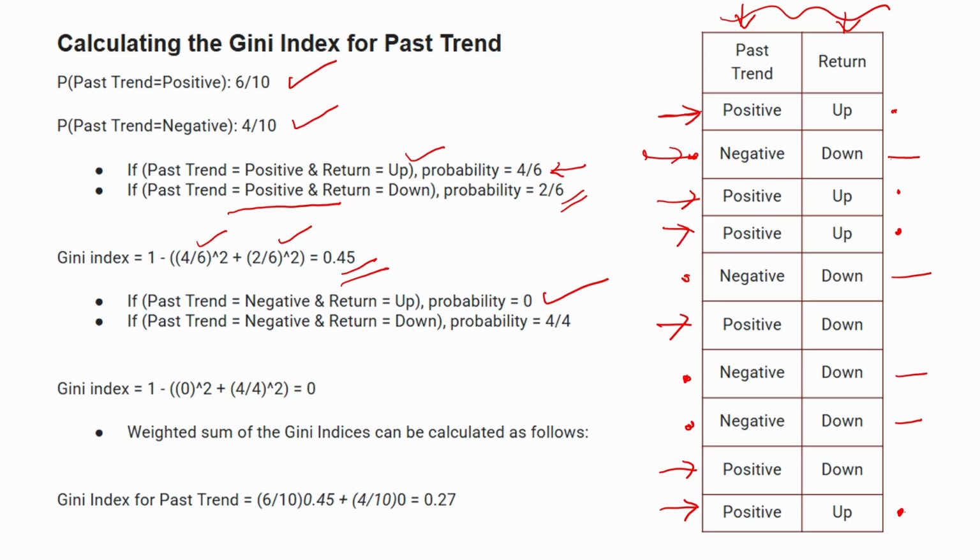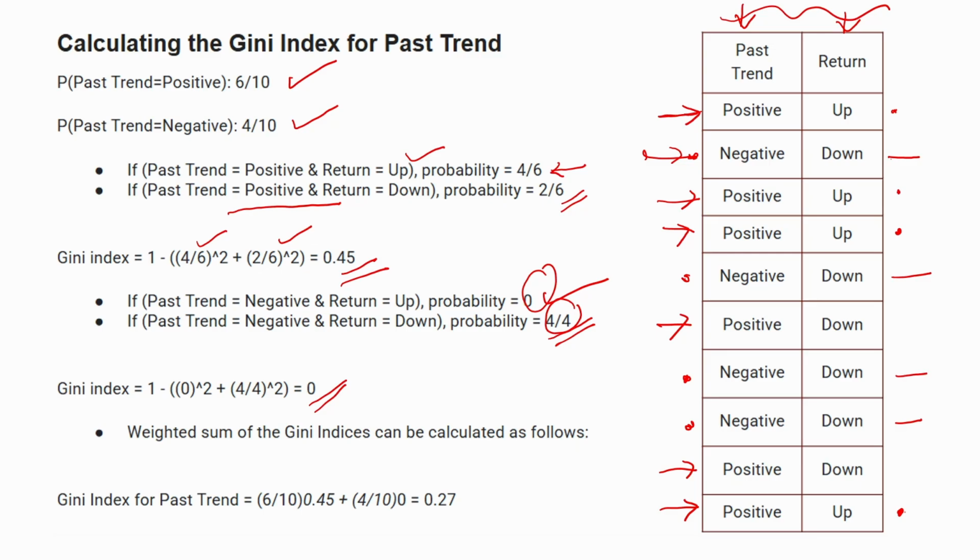So for the past trend negative and return down, you can see all 4 negative, we have the return as down. So you are getting the probability as 4 by 4. Now you have to evaluate the Gini index for this case. So what is the Gini index? Now this is 1 minus the probability square, minus this 4 by 4 whole square. So you got it as 0 there.